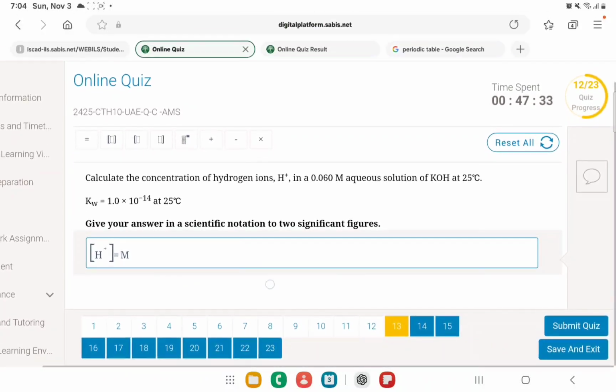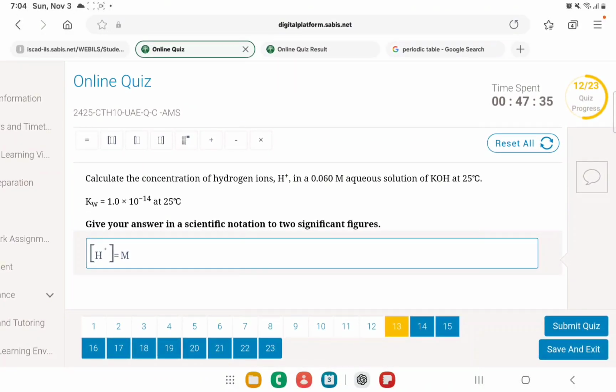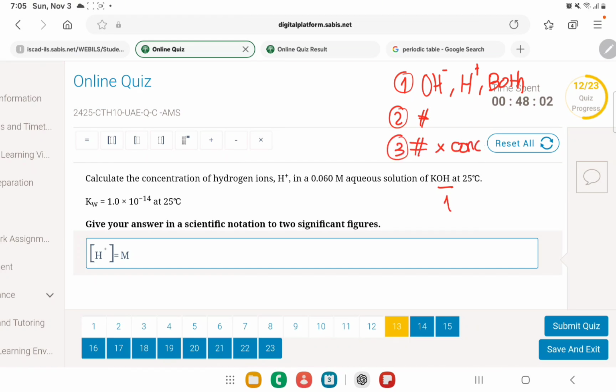Okay, and then here they want you to calculate the concentration of H plus ions in a 0.6 molarity aqueous solution of KOH at 25 degrees Celsius. So we're going to follow the steps again. First, you're going to find if you have OH minus, H plus, or both. Here we have OH. Second step, find the number. Here you only have 1. Third step, multiply the number by the concentration. So 1 times 0.06. That would be the concentration of OH minus.